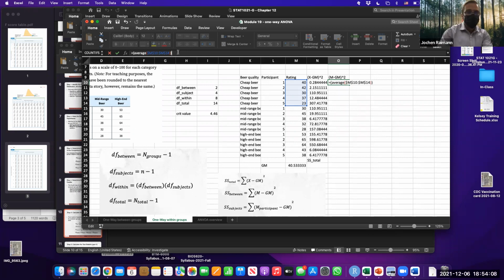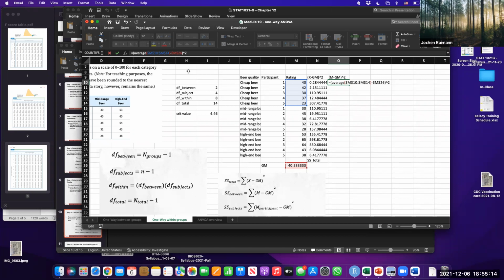So now we need a subtraction after, so we're still within the overall parentheses, right? Now we're subtracting the grand mean from this group mean. And we again have to lock it. Yes, this is also locked. And now you need a parenthesis, only one. Once again, that's completed. It's the average of the first group, average M10 to M14. You're locking both cells in with a dollar sign. You close the parentheses and you subtract the grand mean, also locked in with the dollar sign. Then you close your parentheses and you square it.